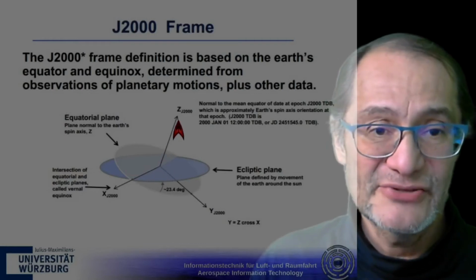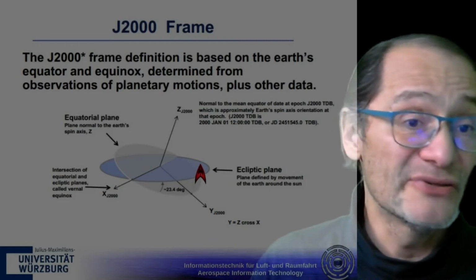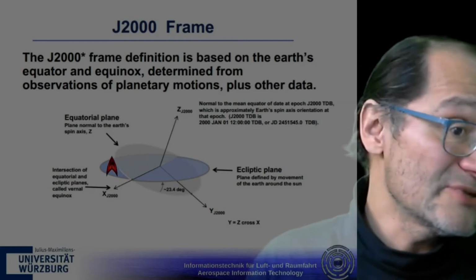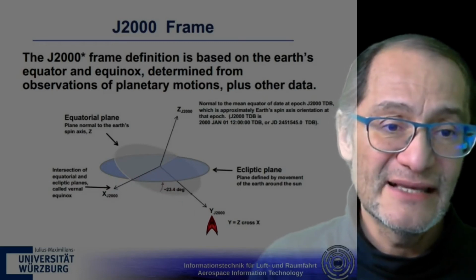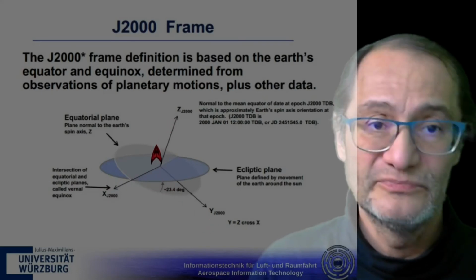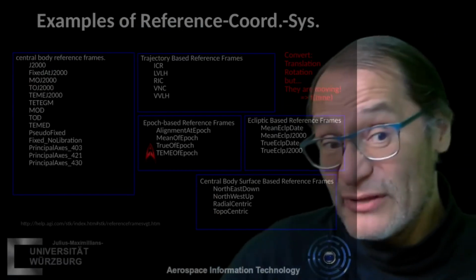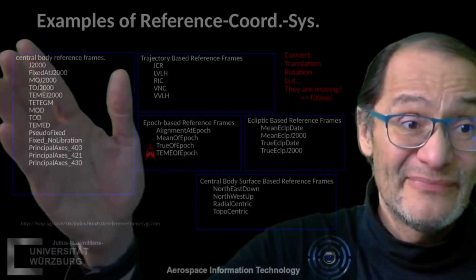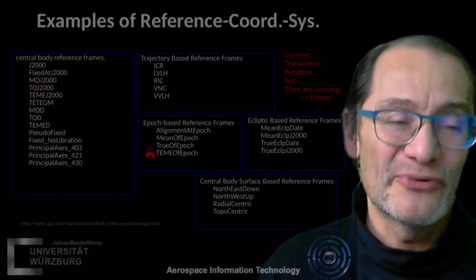This is the rotation axis of the Earth. That is the ecliptic plane, the rotation of the Earth around the Sun, and this is where these vectors are pointing to. Okay, if you think we have already many coordinate systems, then take a look at this. These are some of the coordinate systems we have to handle when we are working with satellites.